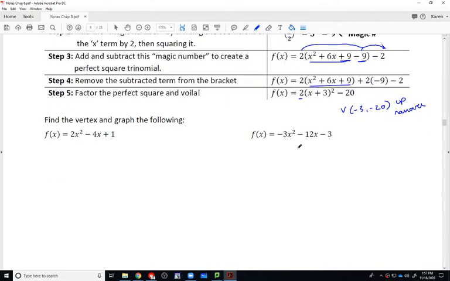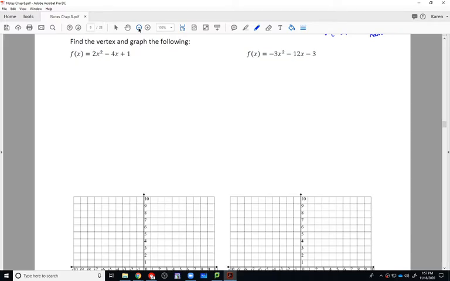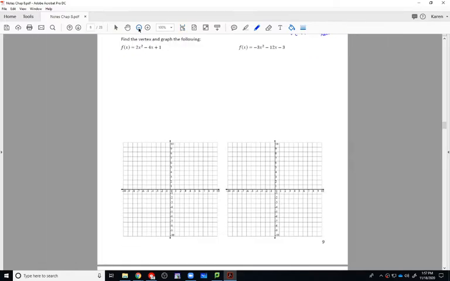All right, let's try 2. So we're going to find the vertex of these, and then we're actually going to practice graphing them again. So let me just see if I can shrink my page so that I can fit my grid. There we go. Okay. So first off, we want to create this perfect square. So we're going to greatest common factor out that 2. So we're going to greatest common factor out the 2 from only these 2 terms.